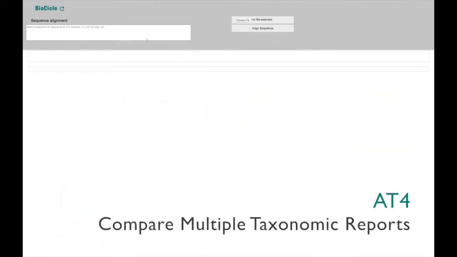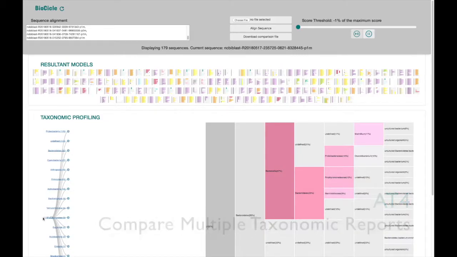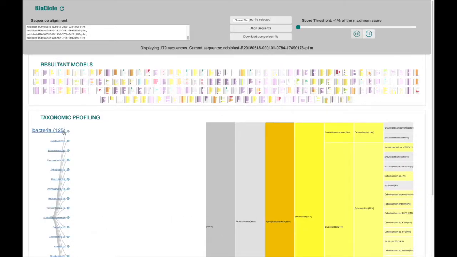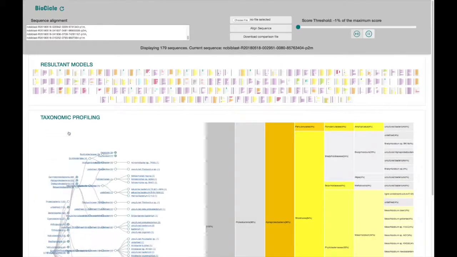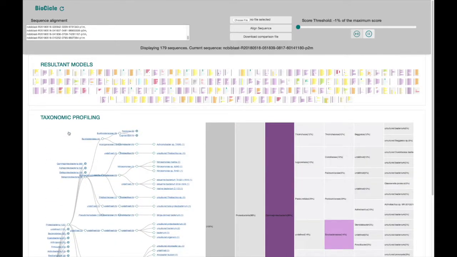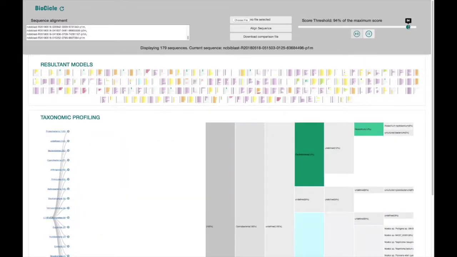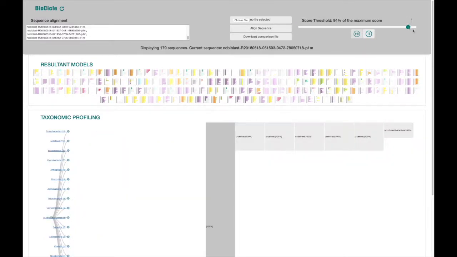The second analysis task aims to support similarity detection for multiple comparison results. In this case, we are going to present a case study consisting of a set of 179 sequences. These sequences were obtained by sequencing a genetic marker, the 16S, over a single sample.